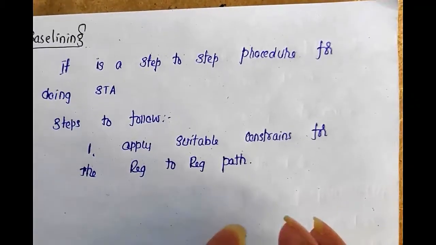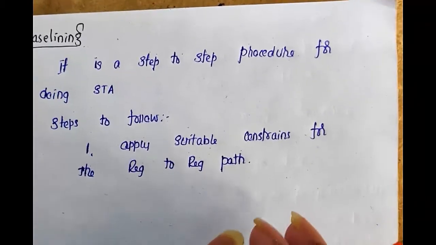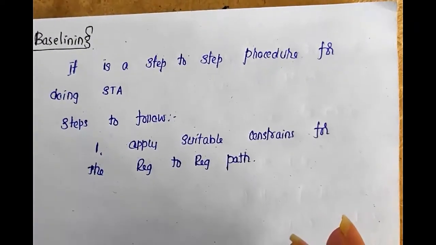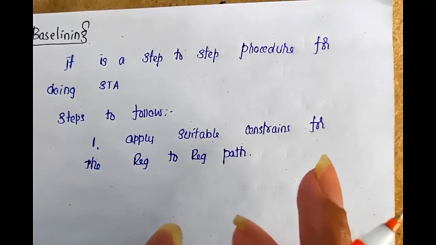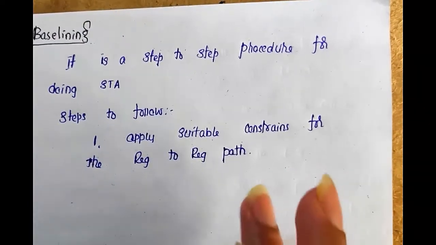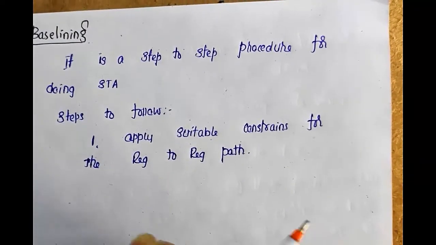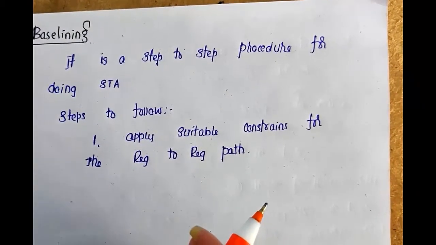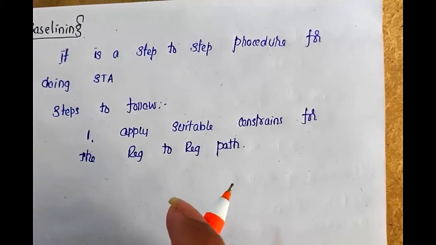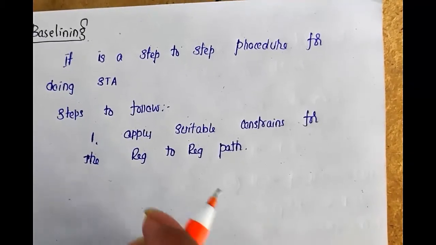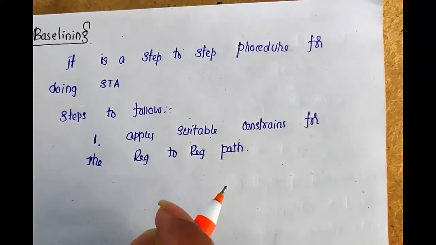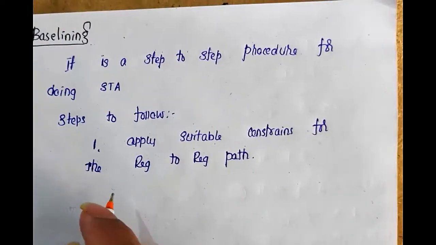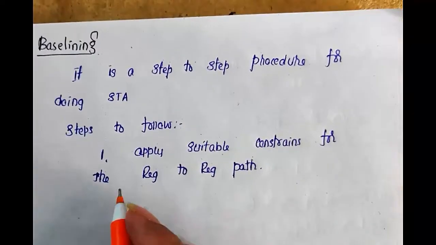You need to analyze the maximum data path in the edge to edge path, and you have to give a clock period greater than that data path. If your data path is 6 nanoseconds, you have to apply 7. Thereby you will get positive slack. So the first step is to apply suitable constraints to the edge to edge path.